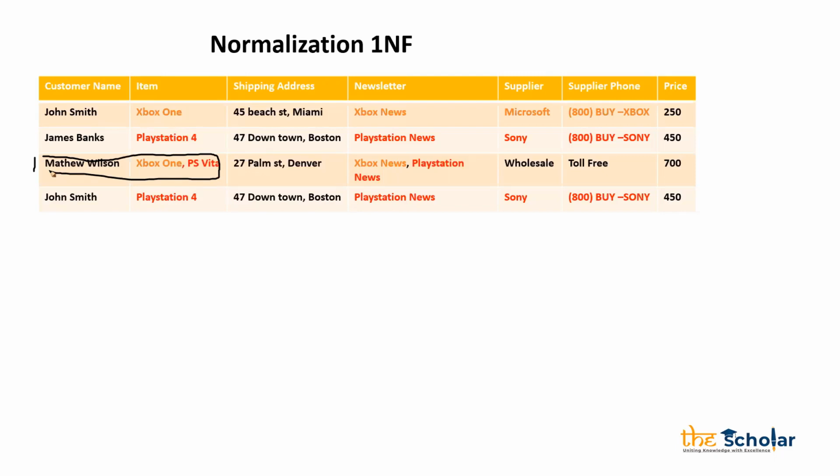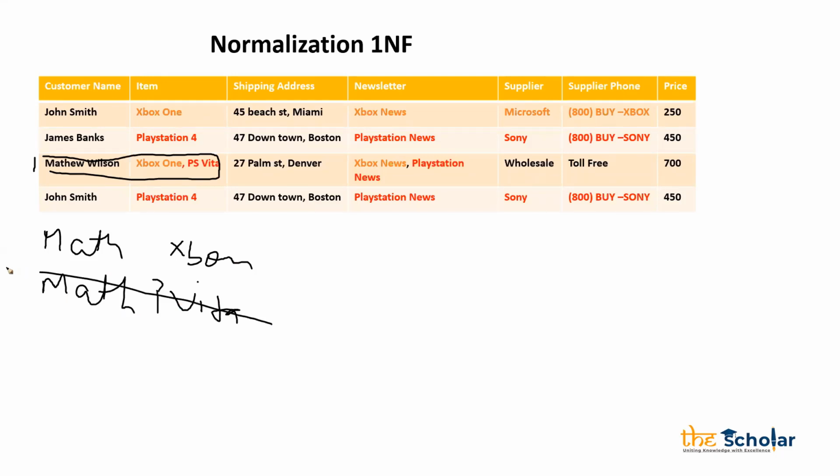So don't you think it will be a good idea to have two entries of Matthew where I have Xbox One as one entry and PS Vita as second entry? And suppose if Matthew returns PS Vita, we can delete this record rather than updating the existing record, right? That will be an easier way for us to achieve the same thing. Now, that is what normalization helps me to do. Normalization helps me to make the table structure in a way that it will be easy for us to maintain, right?